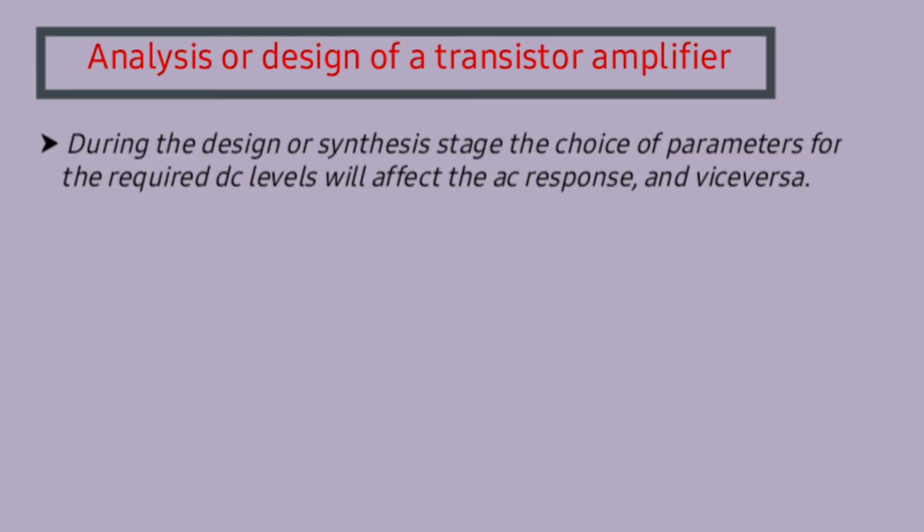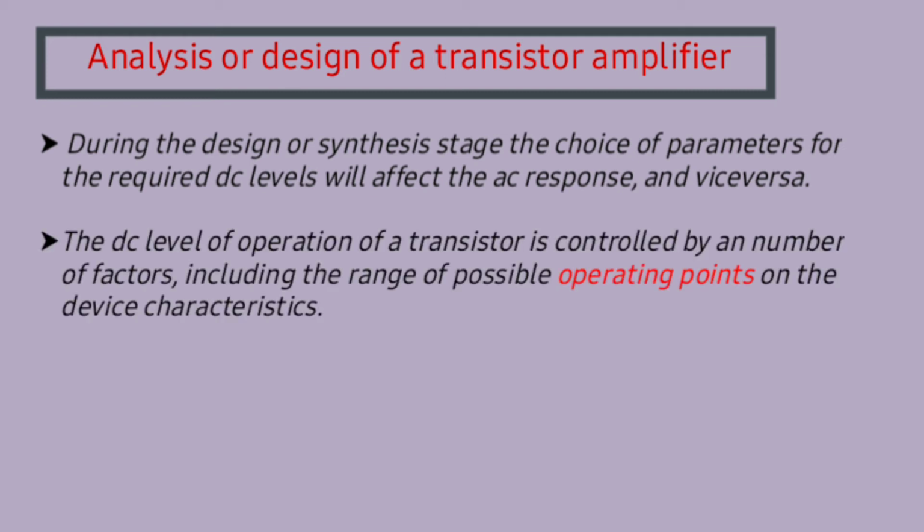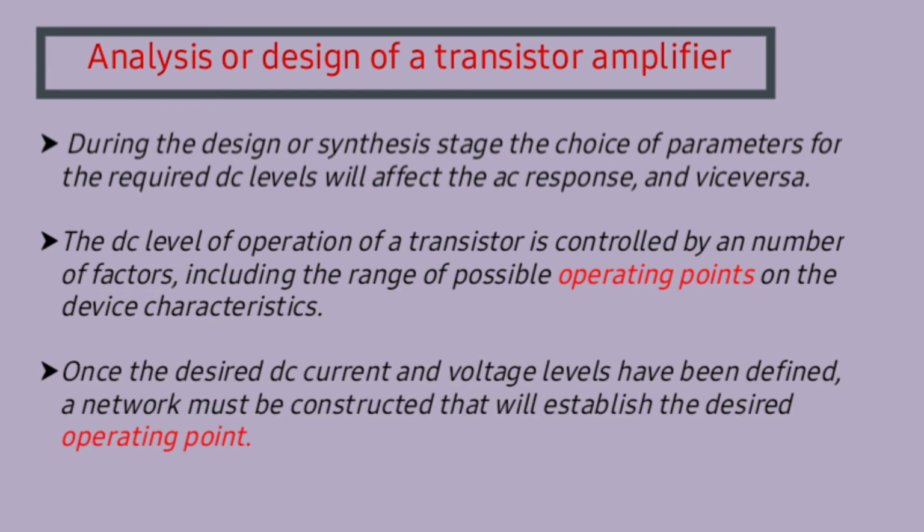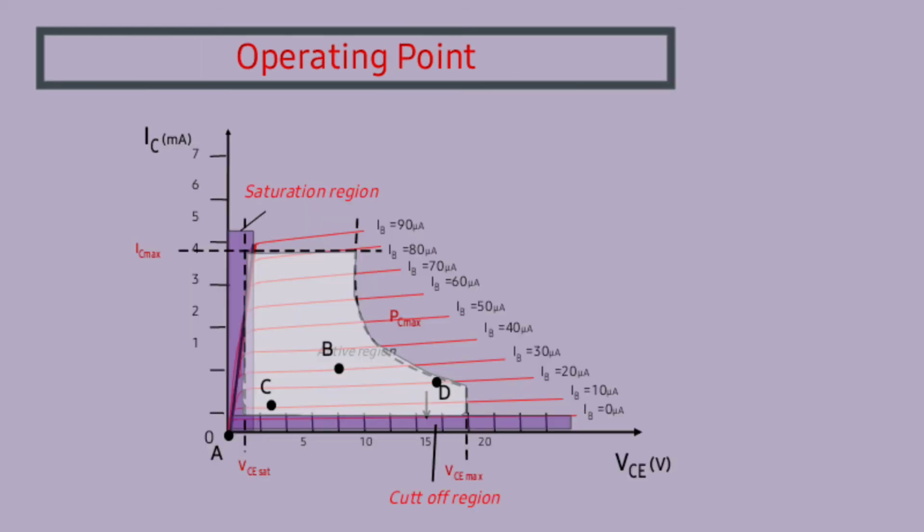During the design or synthesis stage, the choice of parameters for the required DC level will affect the AC response and vice versa. The DC level of operation of a transistor is controlled by a number of factors including the range of possible operating points on the device characteristics. Once the desired DC current and voltage levels have been defined, a network must be constructed that will establish the desired operating point. So next we'll consider what that operating point is.